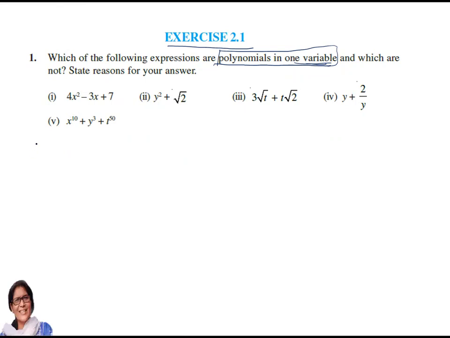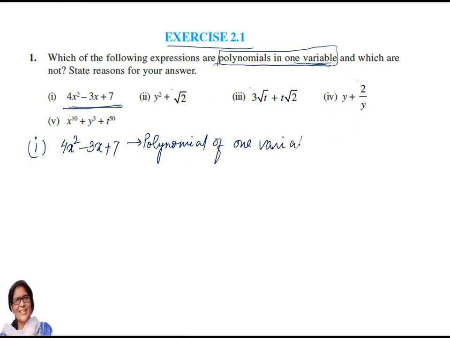So coming to the first one. 4x square minus 3x plus 7. Yes, it is a polynomial. And it is in one variable. So yes, 4x square minus 3x plus 7 is a polynomial of degree 2 in one variable. Coming to 2: y square plus root 2. Yes, it is a polynomial in one variable.